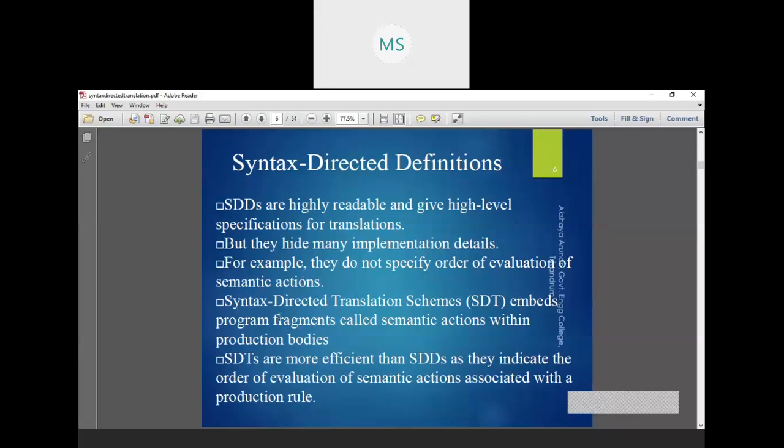Then let's come to syntax directed translation scheme. The syntax directed translation scheme embeds program fragments called semantic actions within the production body. That means in SDD we are attaching rules to the production, but here we embed program fragments called semantic actions within the production bodies. SDTs are more efficient than SDD as they indicate the order of evaluation of semantic actions associated with the production rule. Because of that, compared to SDD, they are more useful.